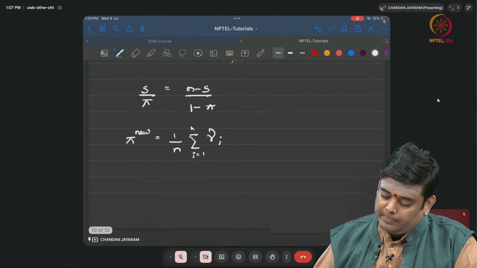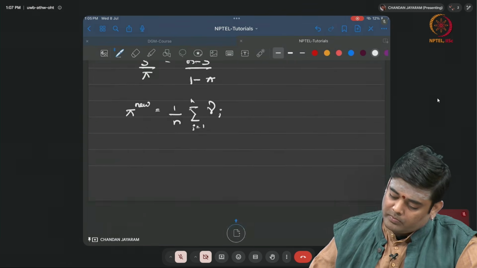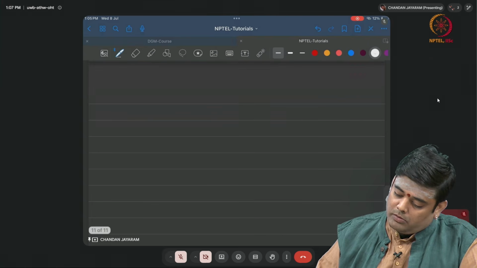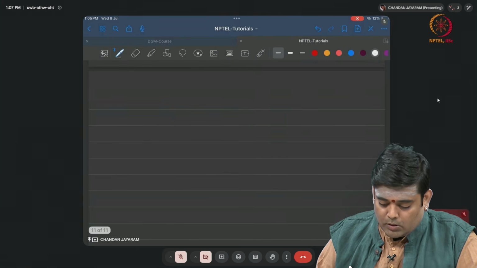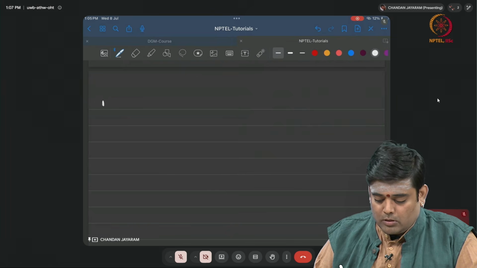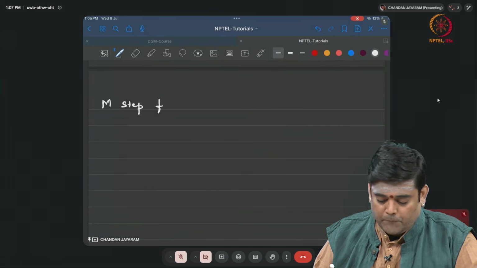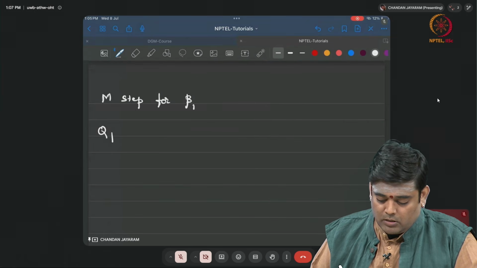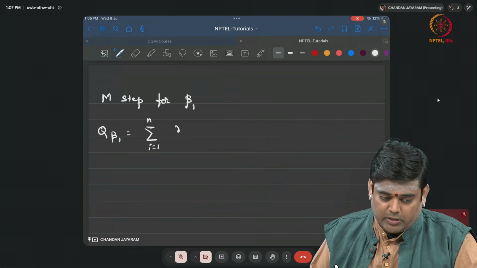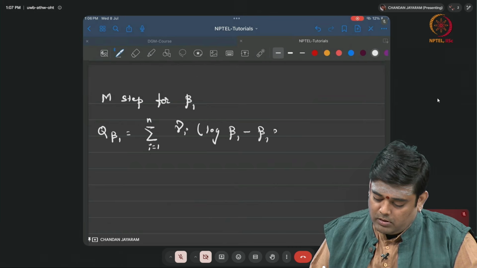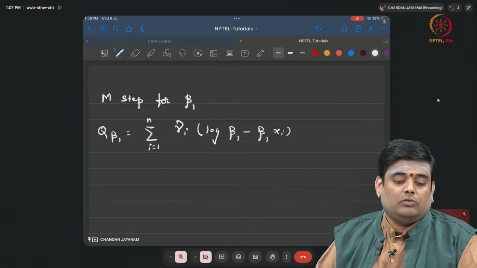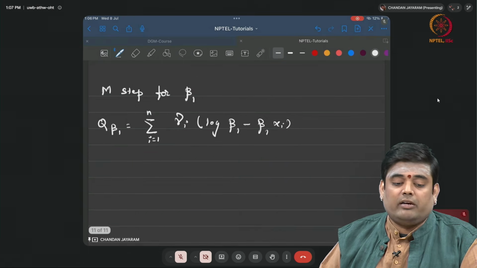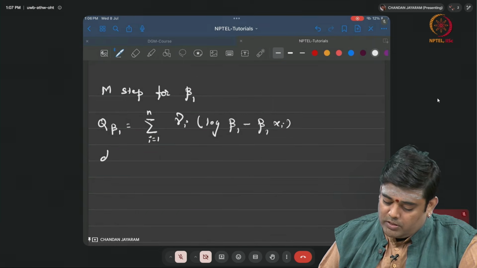Now let us look at the M step for beta 1. Similarly, I write this Q function with respect to beta 1. Only the first term will come into picture here: the coefficient times log of beta 1 minus beta 1 xi. Then what you are supposed to do is differentiate with respect to beta 1 and equate to 0. Standard terms.